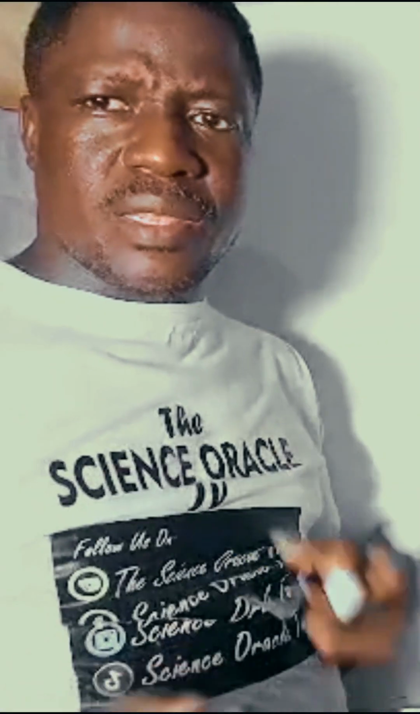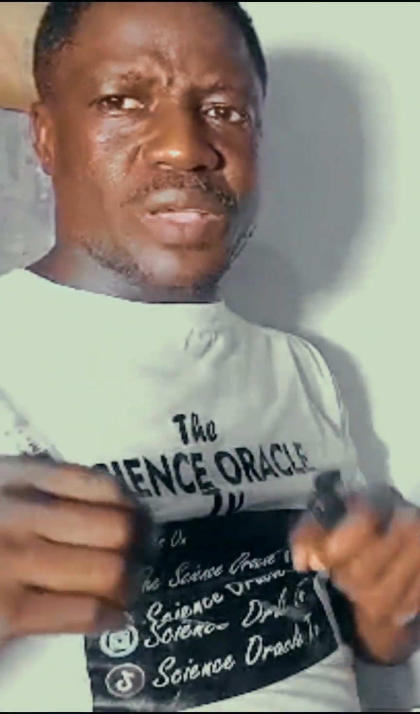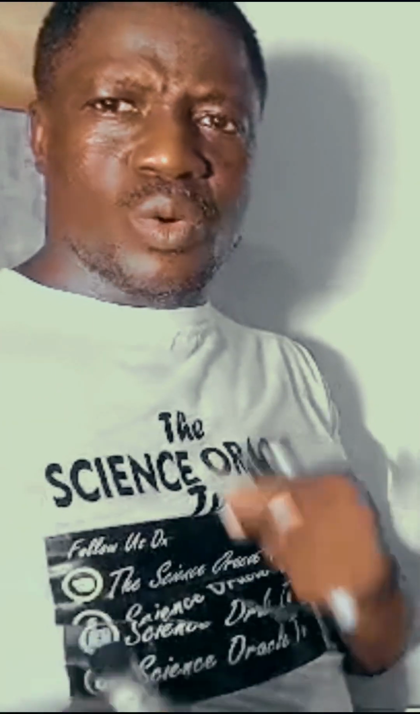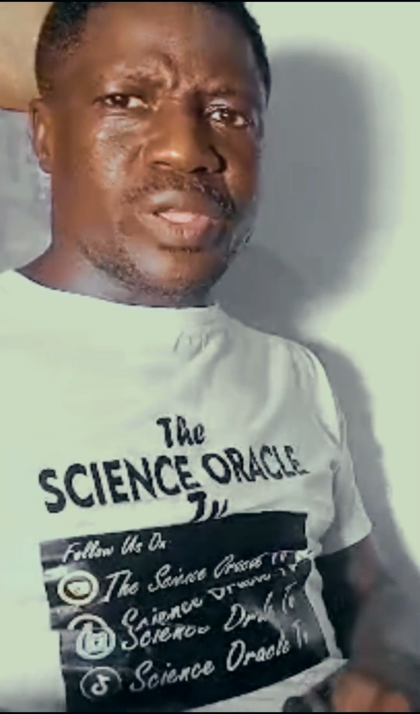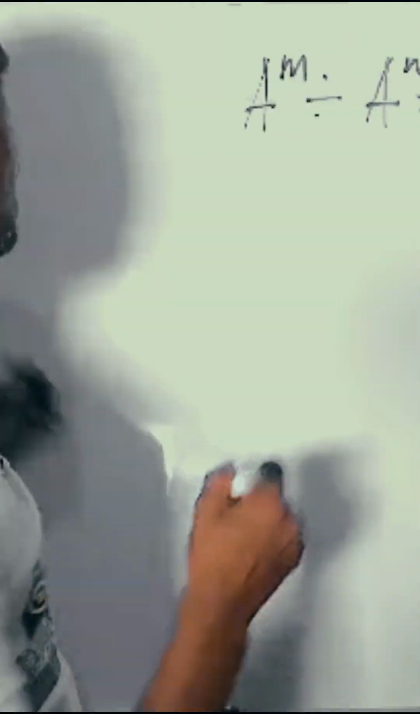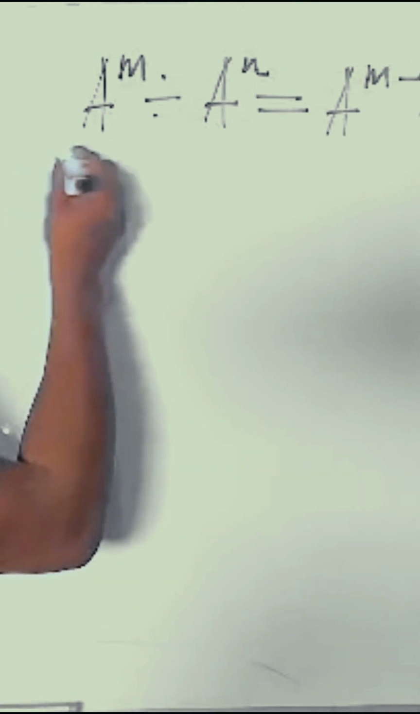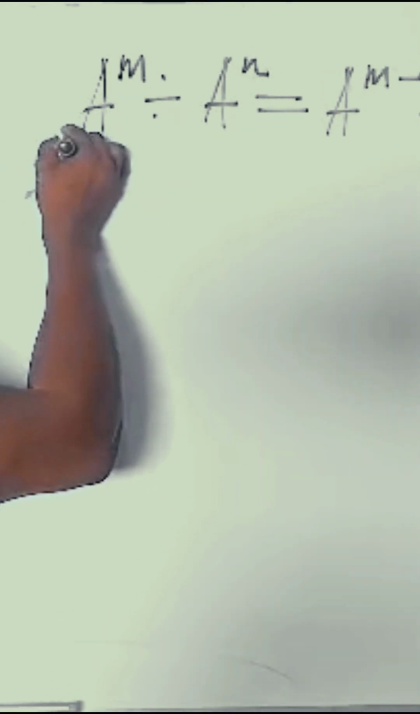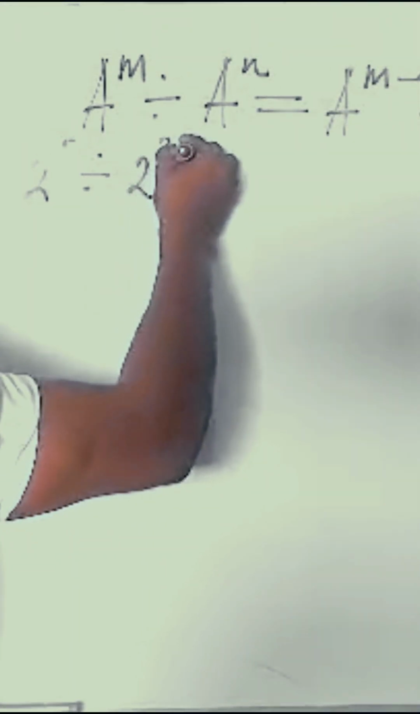We shall be looking at this derivation in two ways, just like we did in part 1, which has to do with the first law of indices. We shall be looking at it analytically, and of course arithmetically. So let's go with the analytical approach to deriving the second law of indices. Let's assume we have 2 raised to the power 5 divided by 2 raised to the power 2.